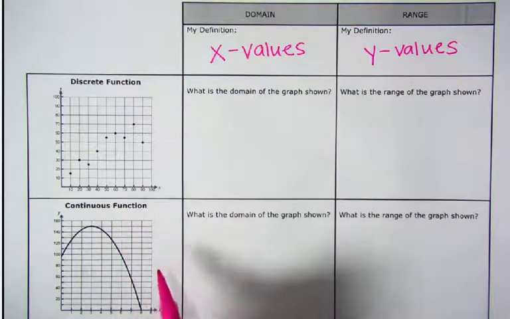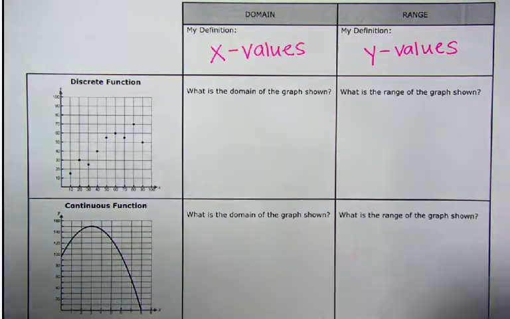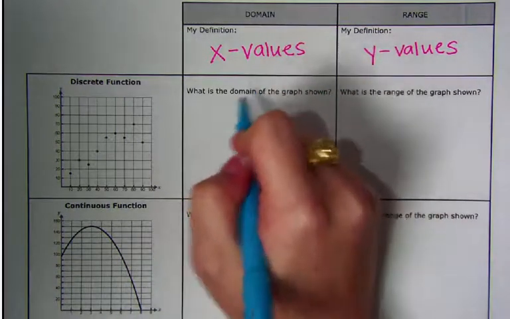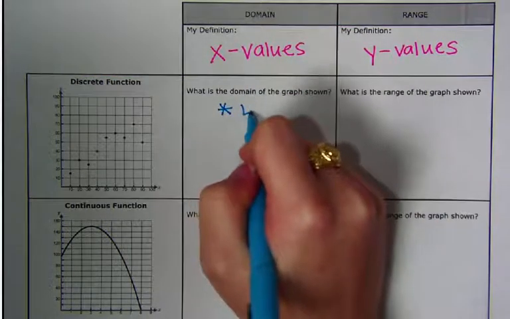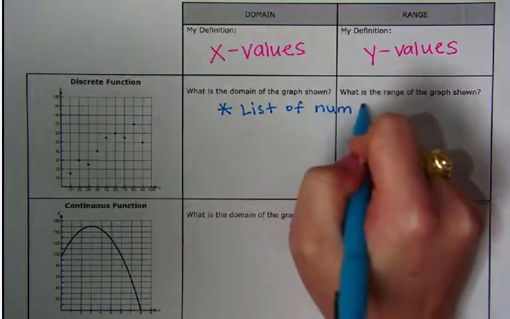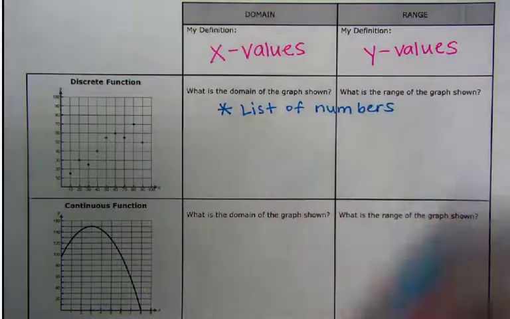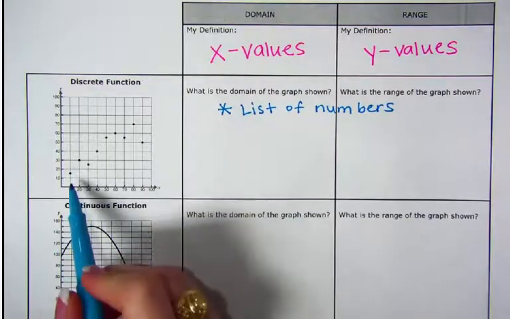Since a discrete function is just a set of points, when we actually go to write our domain and range, we will simply be listing out all of the x values and all of the y values. So under discrete, we're going to say list of numbers. That's all you're doing for discrete data. So I'm going to look over here at my graph.